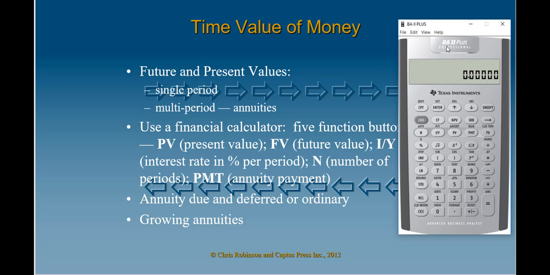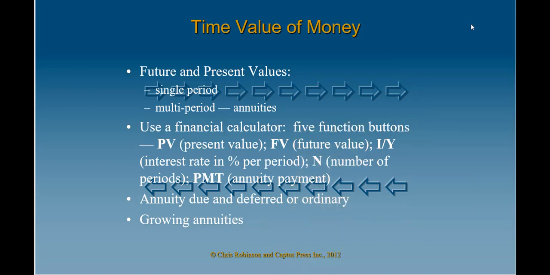This is the Texas Instruments BA II. What I'm showing you is the Professional. You might have something in your hand that looks a little bit different. It could be the BA II Plus. It could be an older model. Anyhow, the keys will all be in the same place, okay?